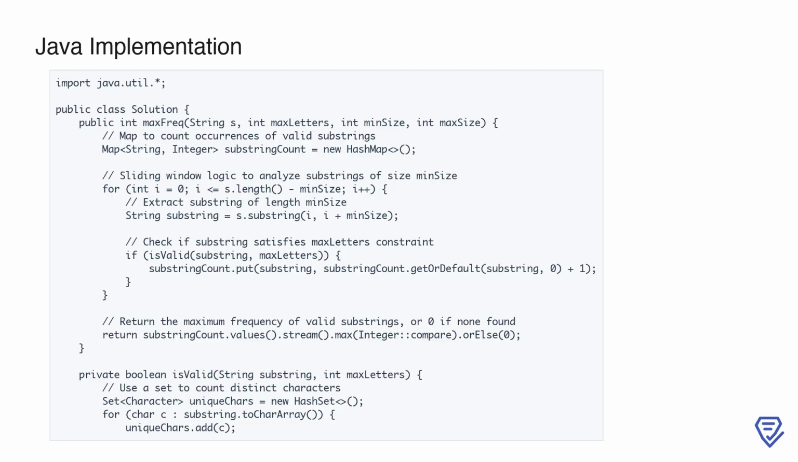Then, we check whether the substring satisfies the constraint on the maximum number of unique letters, which is handled by the helper method, isValid. If the substring passes the check, we update its count in the map by either incrementing the existing value or initializing it to 1. Finally, after processing all substrings, we return the maximum frequency of any valid substring using the max method on the values of the map, or return 0 if no valid substrings are found.